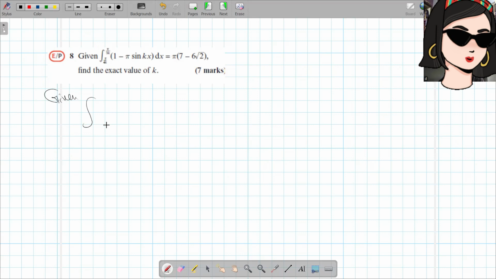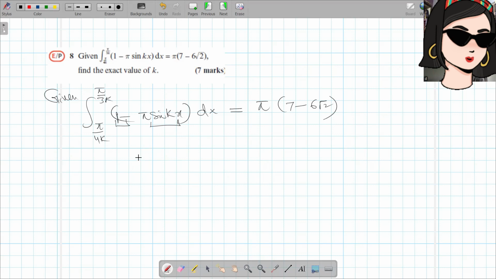So given the antiderivative of pi over 4k, is it pi over 4k? It looks like pi over 3k. And the other one is the integral of 1 minus pi sine kx dx equals pi times 7 minus 6 square root of 2. So look here, now we have two terms. The first term is 1, the second term involves sine.